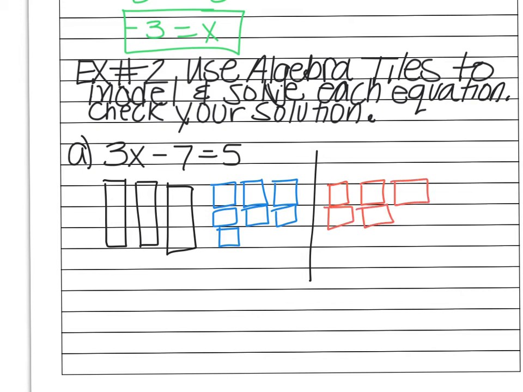So we can go ahead and solve this equation, and I'm going to solve it by hand. I'm going to add my 7 first. I have 3x equaling, those are gone, 7 plus 5 is 12 divided by 3. My x equals 4.